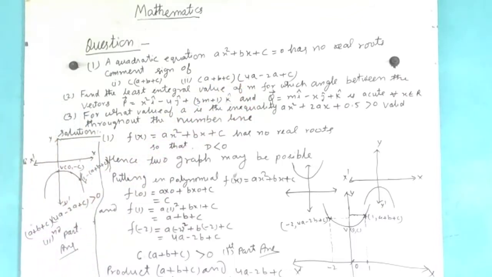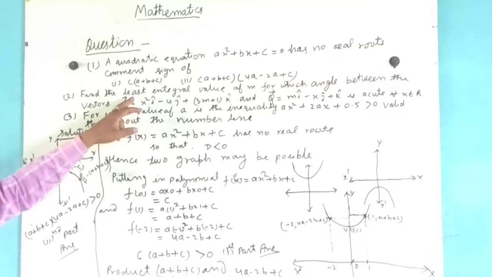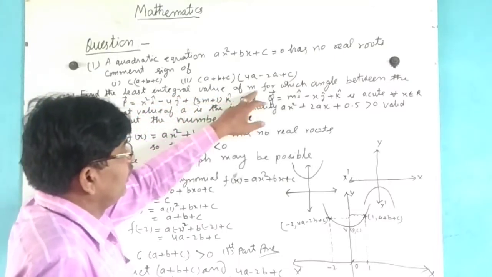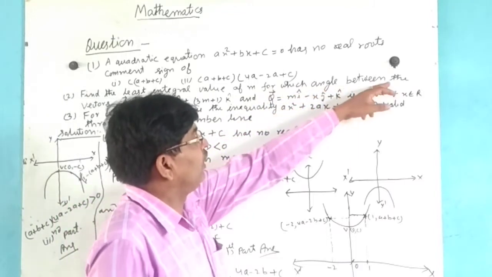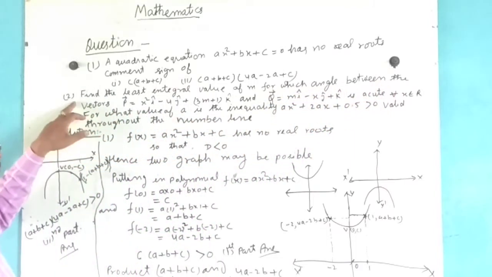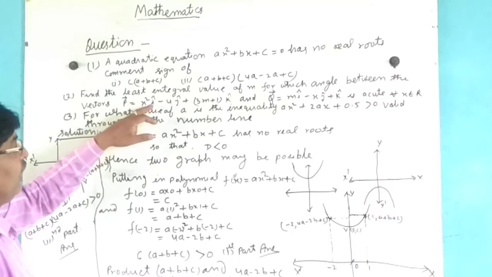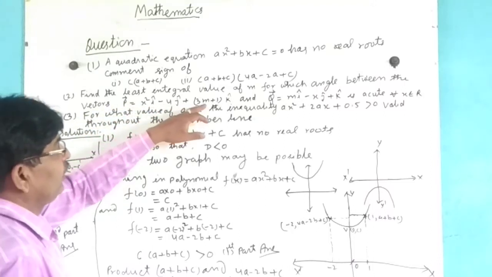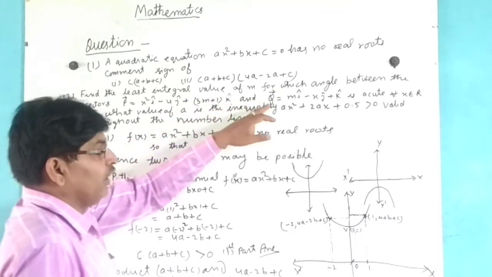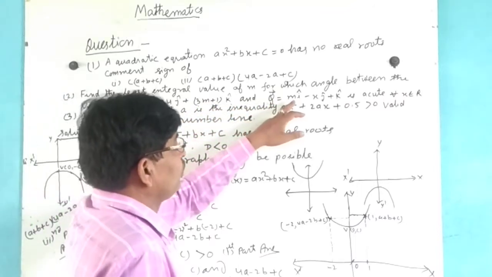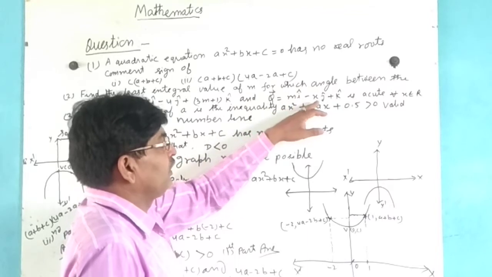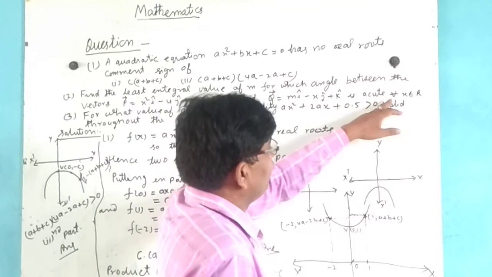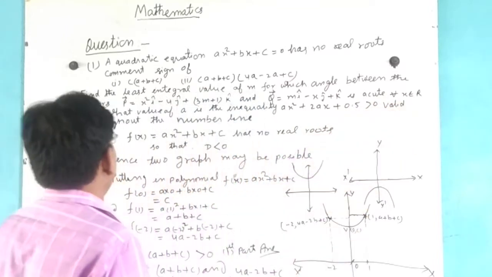Second question: find the least integral value of m for which the angle between the vectors p = x² i cap − 4j cap + (3m + 1) k cap and another vector q = m x² i cap − x j cap + k cap is acute for x belongs to R.